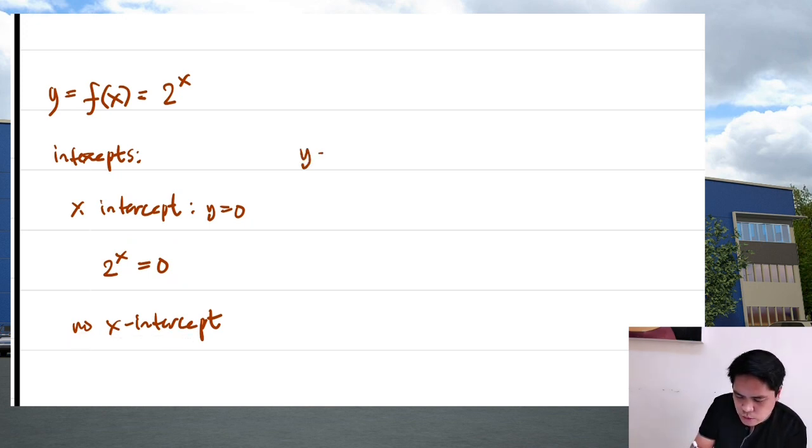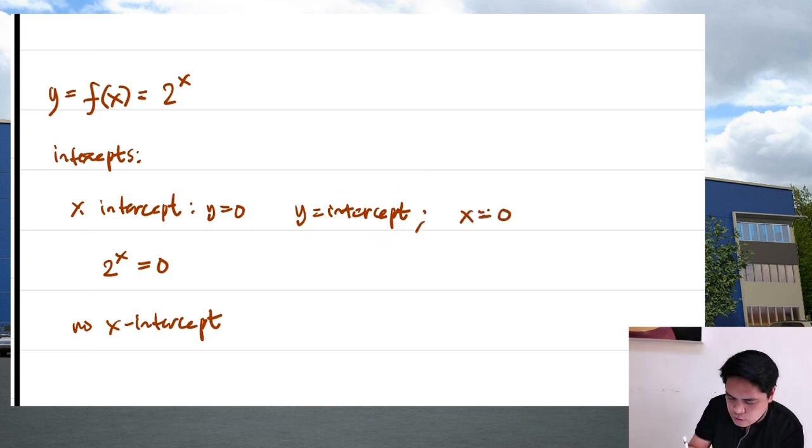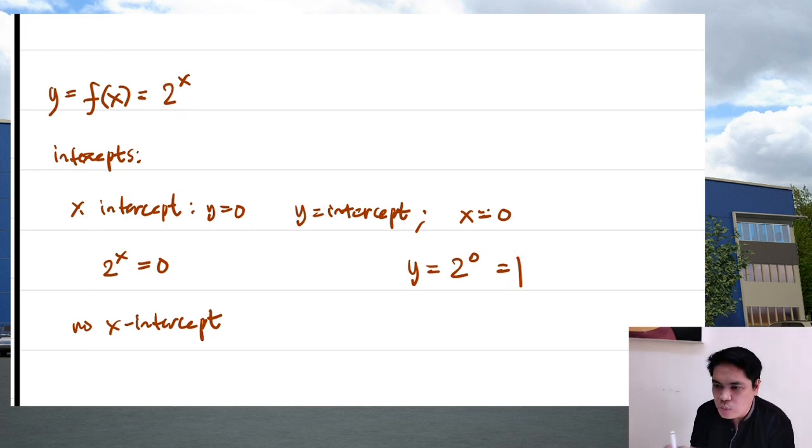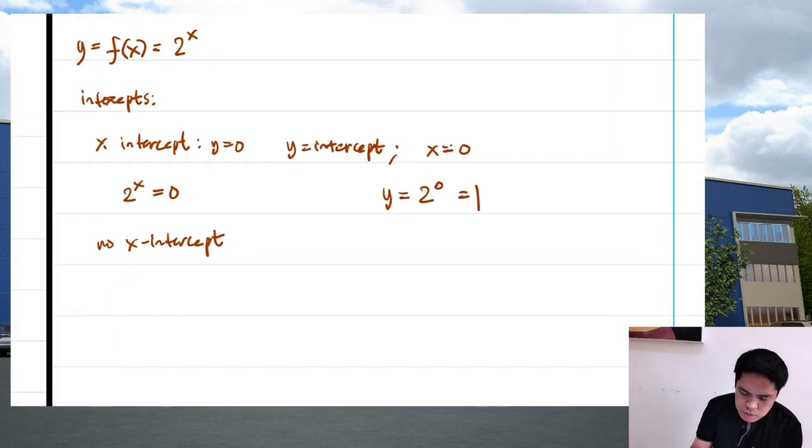So for the y-intercept, let me move this here. For the y-intercept, x is 0. So that would be y is equal to 2 raised to 0, which is equal to 1. So meaning, whatever is the value of the base, the intercept will always be 1. It will always cross 0, 1. Okay?